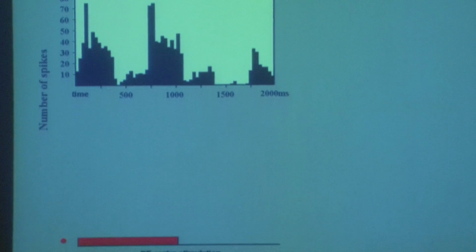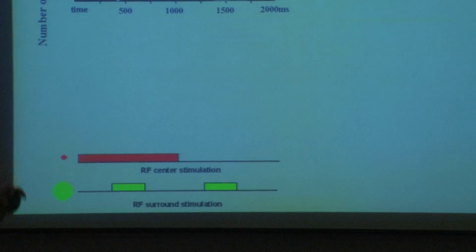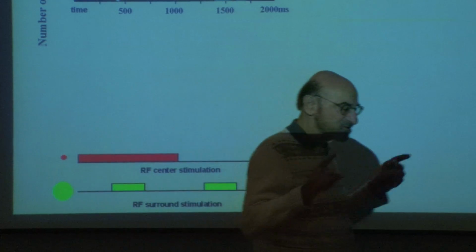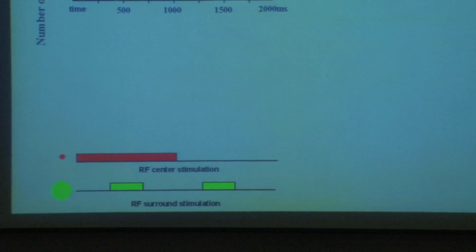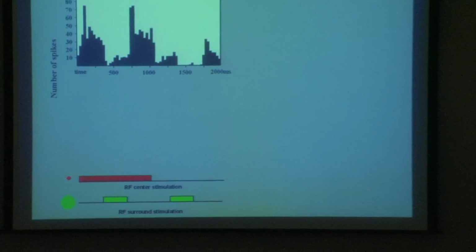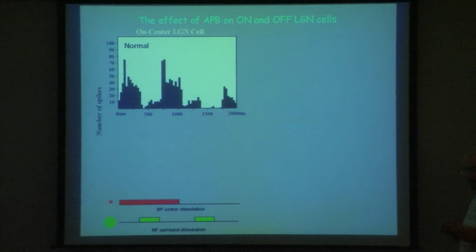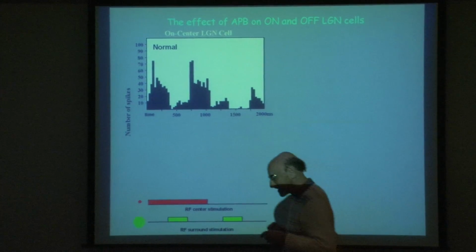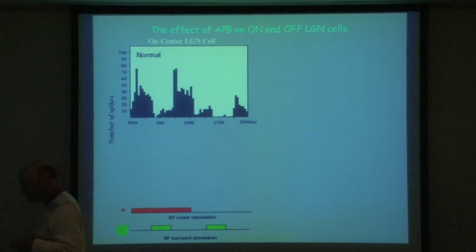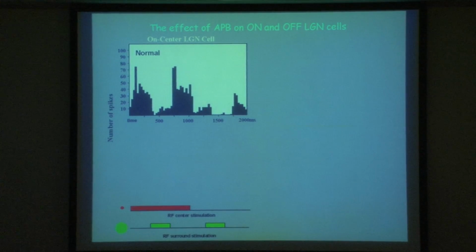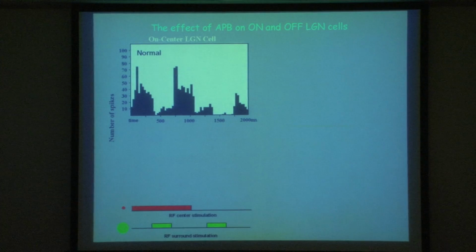All right, so now I want you to guess for a minute, what do you think is going to happen when we inject APB into the eye? Think about it for a minute, and then I'll tell you. I listed some of the alternatives, and you can have a hypothesis of your own as to what you think might happen. All right, well, let me show you what really happened, okay?